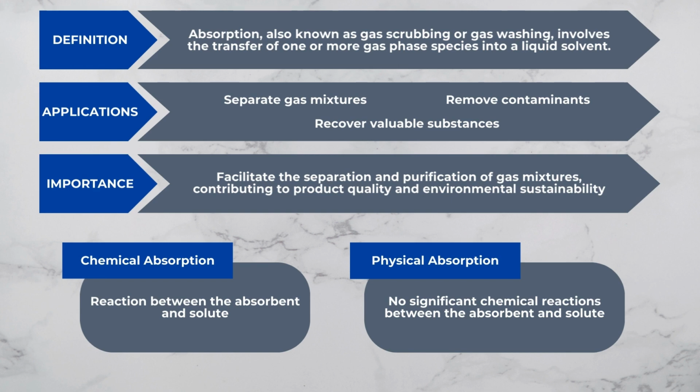So why is the adsorption important in the plant? It is used to facilitate the separation and purification of gas mixtures, contributing to product quality and environmental sustainability. There are two types of absorption, which are chemical absorption and physical absorption. Chemical absorption refers to the reaction between the adsorbent and solute. However, for the physical absorption, there are no significant chemical reactions between the adsorbent and solute.